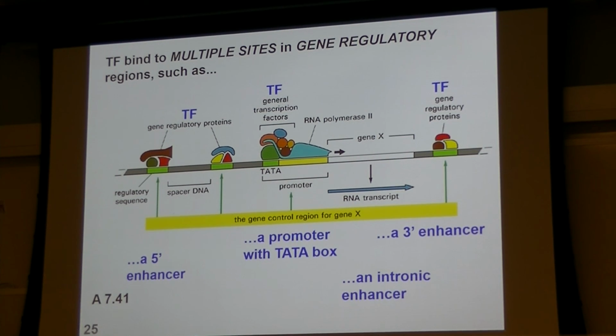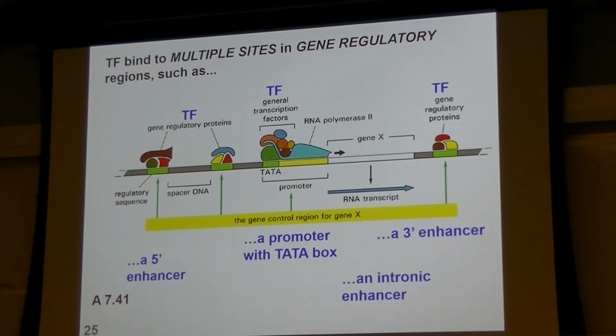So all of these little colored blobs, they're transcription factors. And you see there's a lot of them. And they all kind of act together to decide what's going to happen with the transcription level of this particular gene at this particular time.